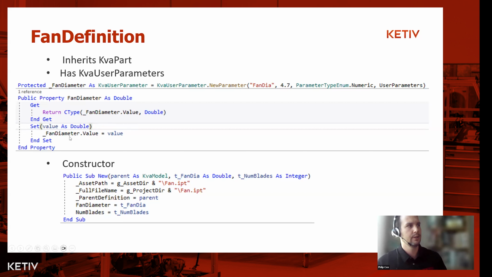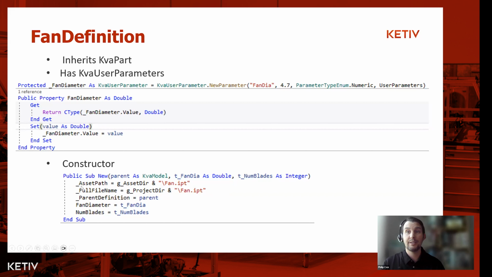And then when we set this, we can't just set it equal to underscore fan diameter because once again, that's not a double. That's a KVA user parameter. And so we have to call dot value to set that value. So a little eloquent on setting this up, but it does a lot of work for us. So next, we're going to have the constructor for the fan diameter class. There's that parent as KVA model. So to set up the parent definition, and then just any data we need, so the diameter and the number of blades. Here, we immediately set that asset path up.